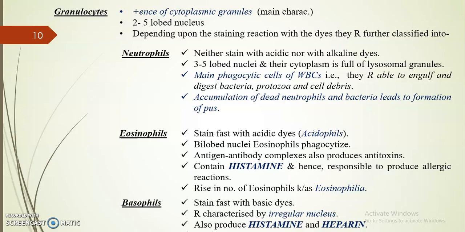And basophils. Basophils are stained with basic dyes. They are characterized by an irregular nucleus. They also produce histamine and heparin. Basophils are non-phagocytotic.